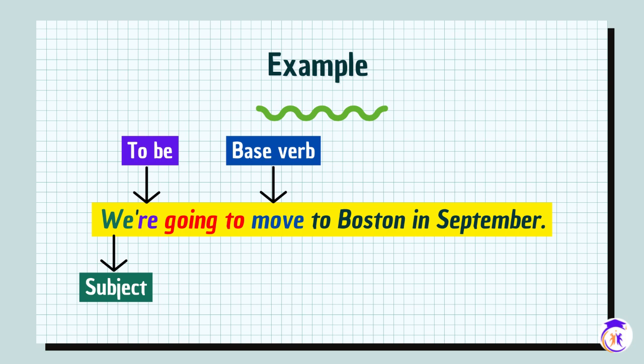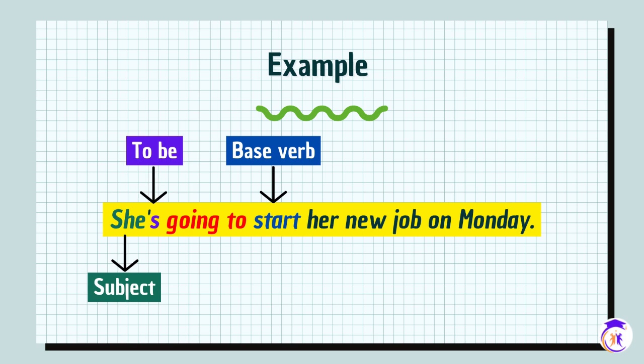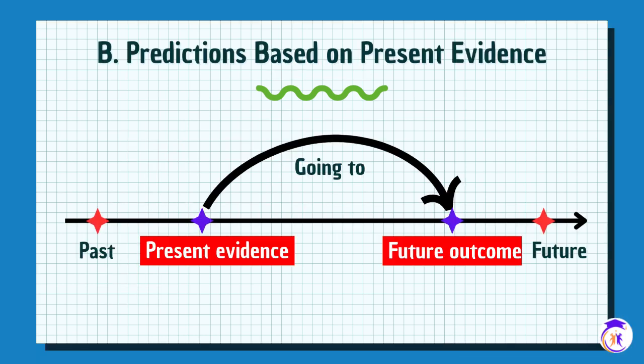We're going to move to Boston in September. Here, using the phrase going to plus the verb move, the speaker highlights a planned intention to move to another location. She's going to start her new job on Monday. Similarly, using the phrase going to plus the verb start indicates that the start date of her new job is already determined.